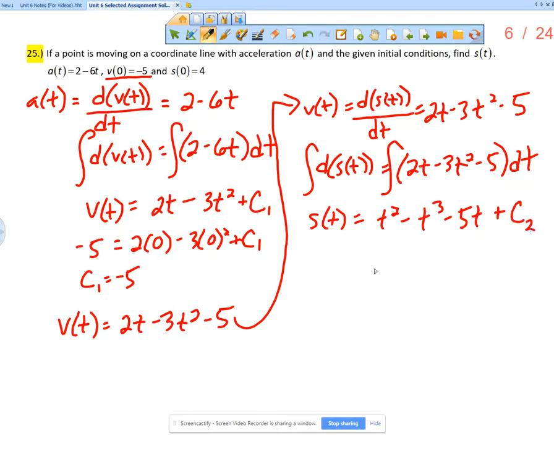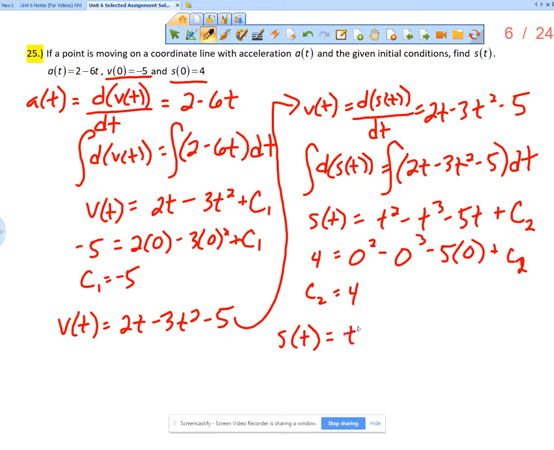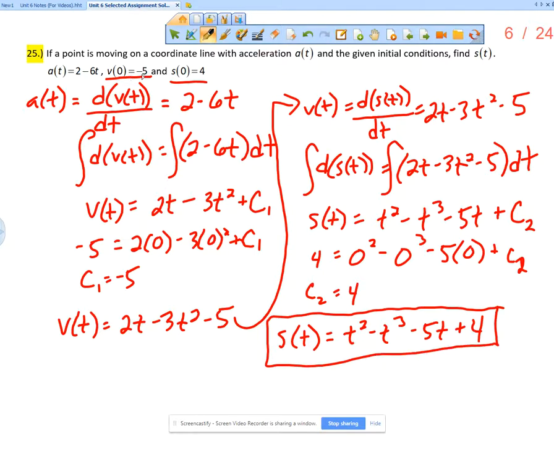c sub 2. Now I want to use the fact that s of 0 is equal to 4. So 4 equals 0 squared minus 0 cubed minus 5 times 0 plus c sub 2. That gets us that c sub 2 is equal to 4. So s of t is equal to t squared minus t cubed minus 5t plus 4. That is the s of t that has v of 0 equal to negative 5, s of 0 equal to 4, and a of t equal to 2 minus 6t.